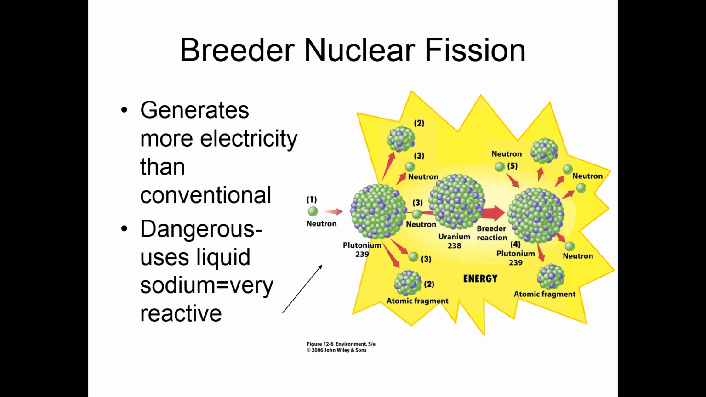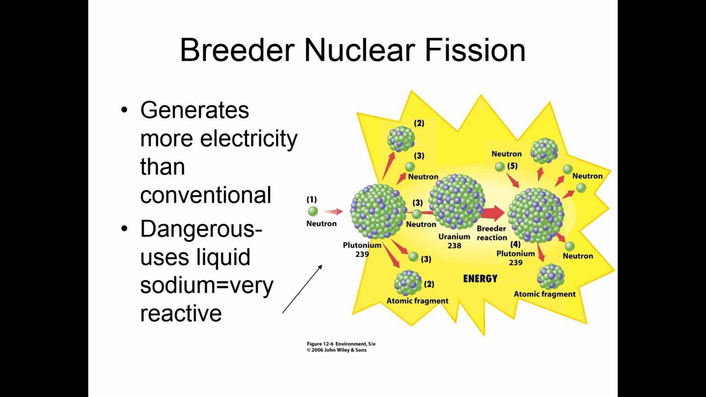Neutrons are going to hit the nucleus of the atom. We're going to eject some neutrons, and it's going to actually make uranium-238. And that uranium-238 can be made into plutonium-239. I know, it's crazy. So it's called breeder nuclear fission because it breeds more fuel, or it makes more fuel.